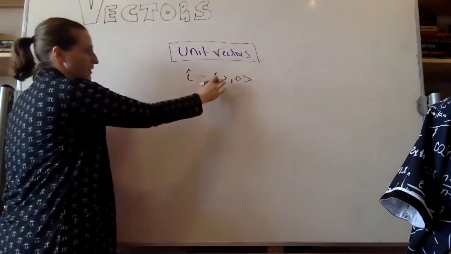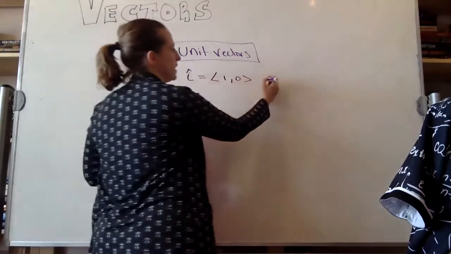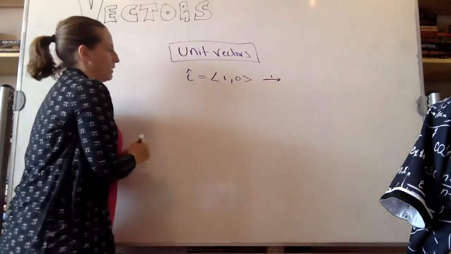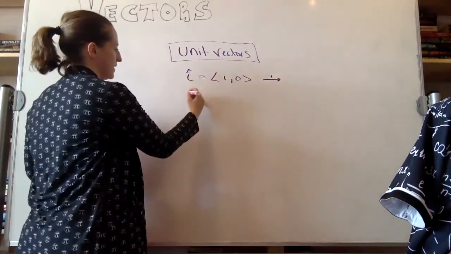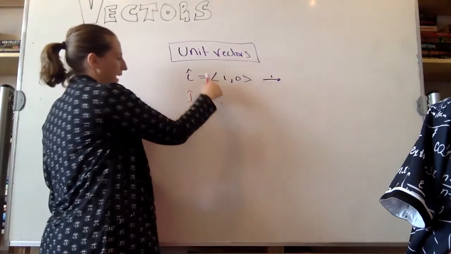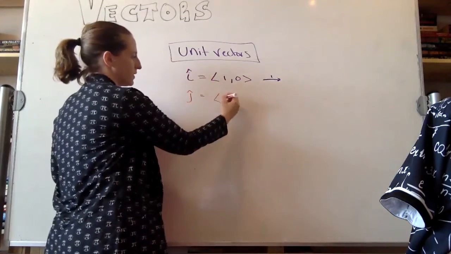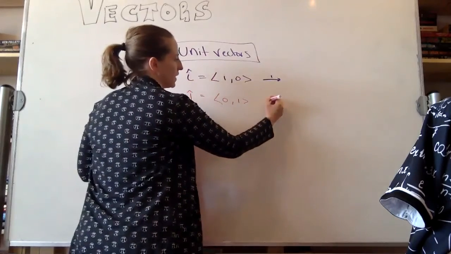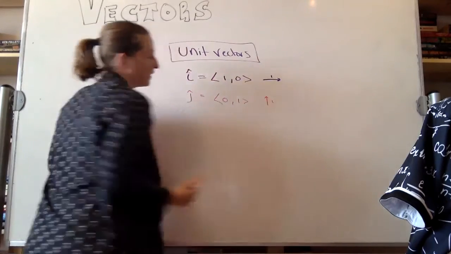So i hat is the horizontal unit vector, meaning it's the vector that's just horizontal and it has magnitude 1. And then we also have j hat. Like i hat, it's just going to be a real simple vector. It's the unit vertical vector. So it's vertical and it has length 1.